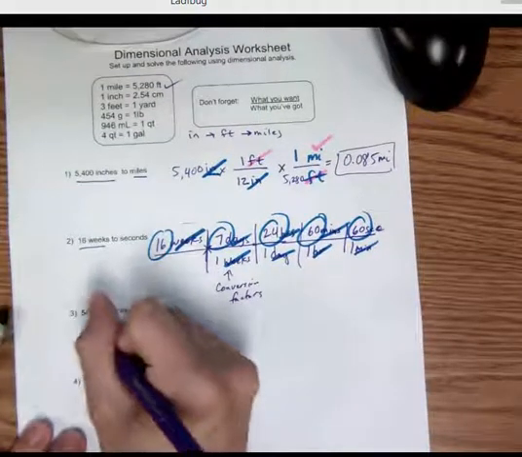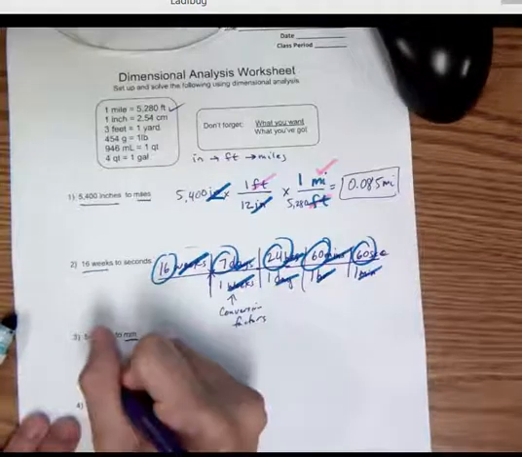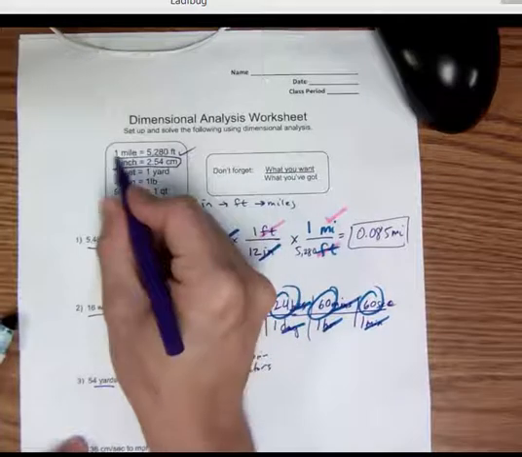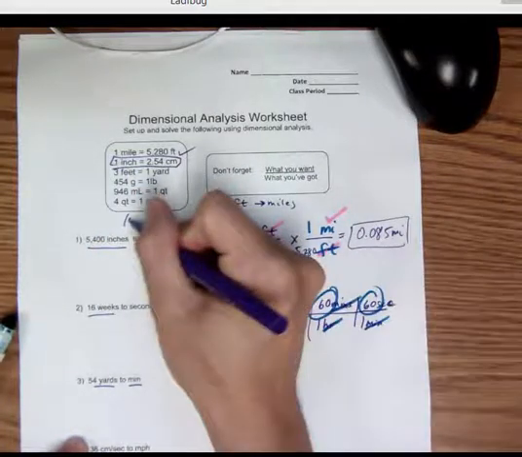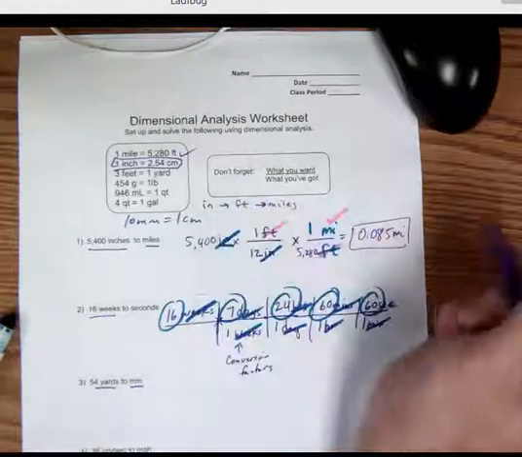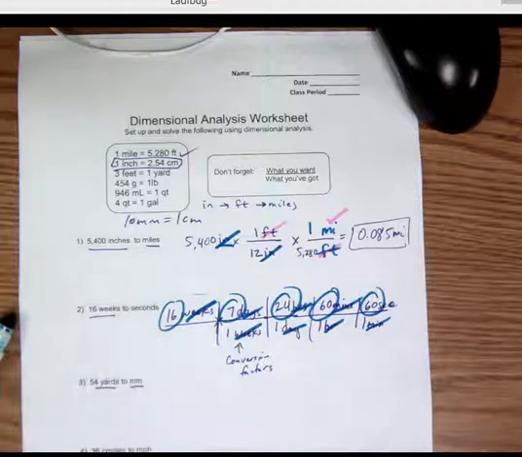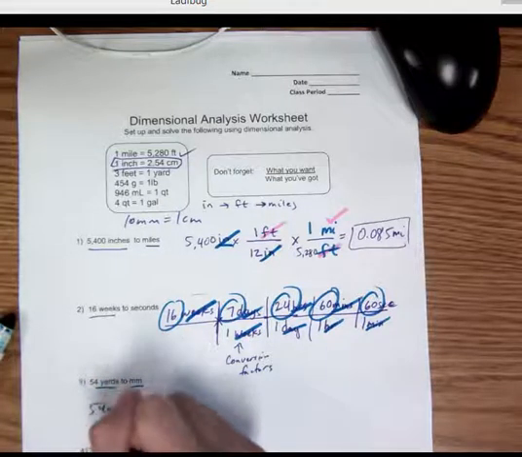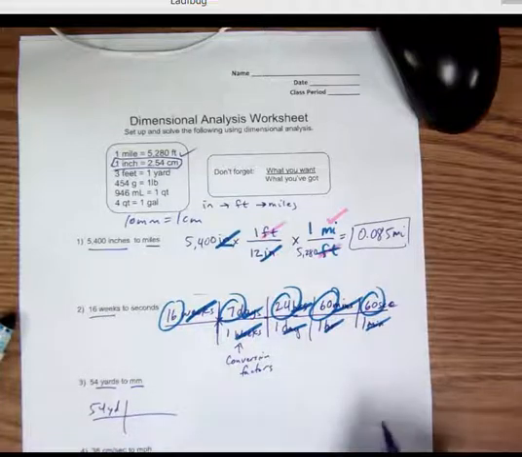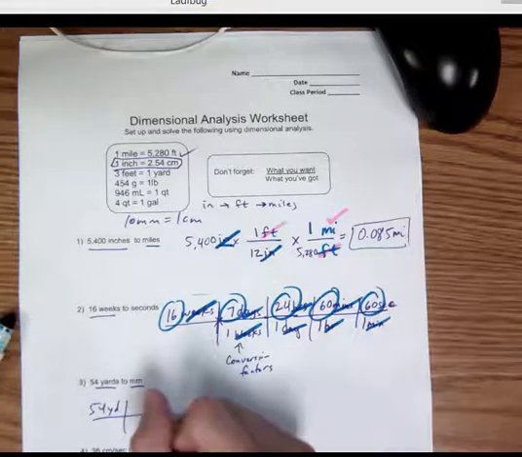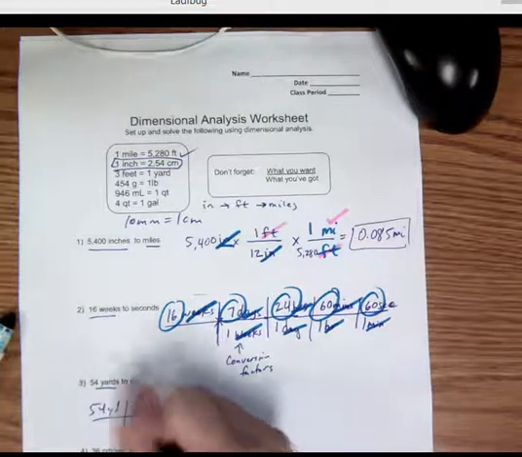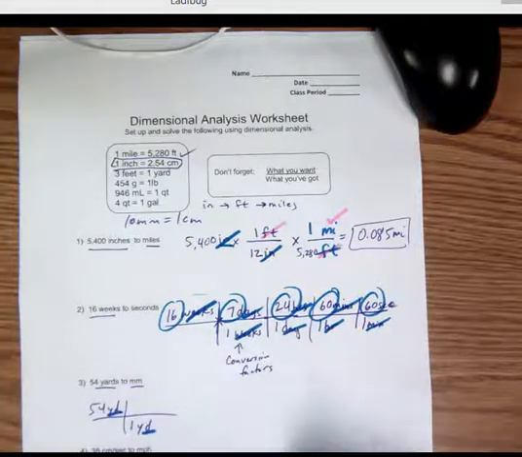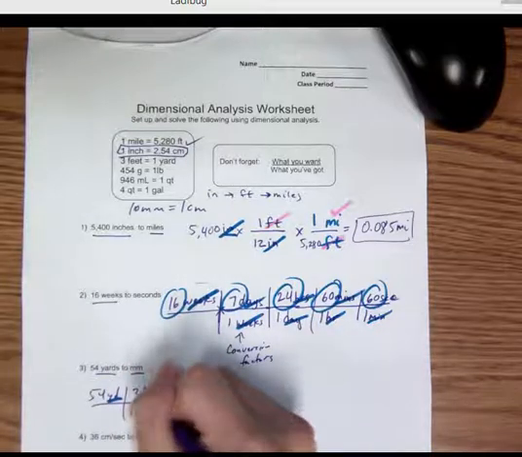Let's do one more: 54 yards to millimeters. What conversion factors do we have here? We have inches to centimeters, and 10 millimeters is equal to 1 centimeter. Are you supposed to know that? It would be nice if you know that, but if you don't, it should be given to you. So I gave it to you. For 54 yards, what do we know about a yard? 1 yard is equal to 3 feet. We put 1 yard down here because whatever we start with on top, we bring to the bottom of the next one.